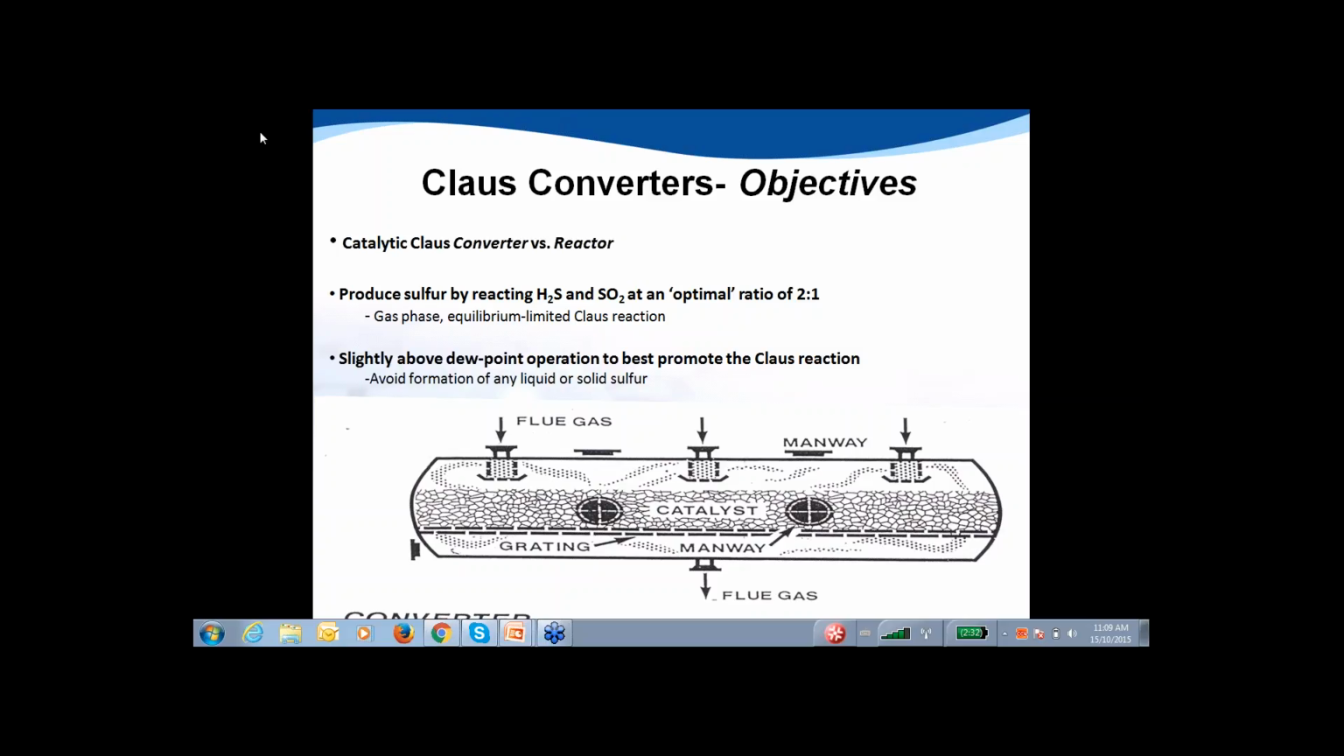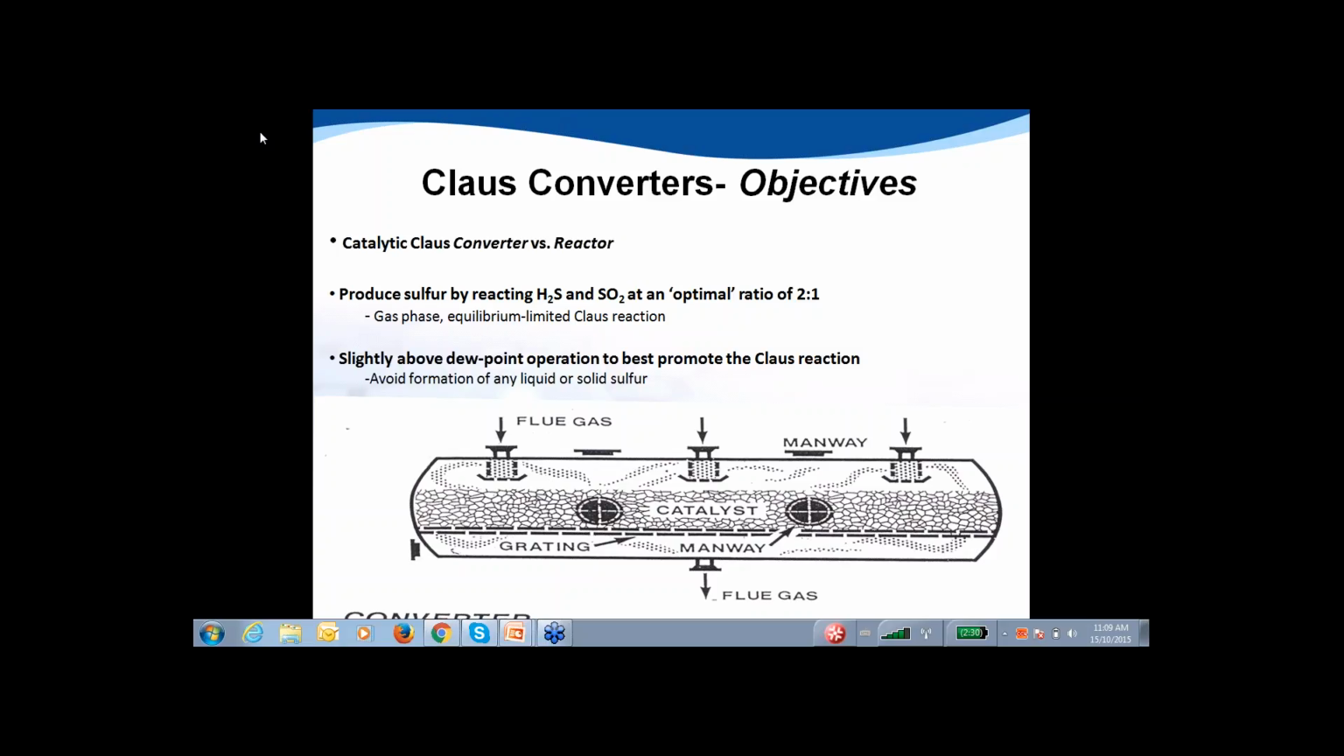Both contain a large proportion of H2S. In the reaction furnace, we combust a portion of that total H2S to make an appropriate amount of SO2, such that everywhere in our process, we have our optimal ratio of 2 molecules of H2S plus 1 molecule of SO2, which will yield sulfur in the vapor phase.